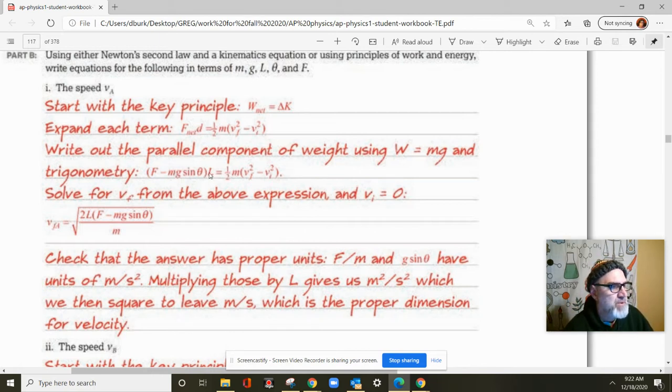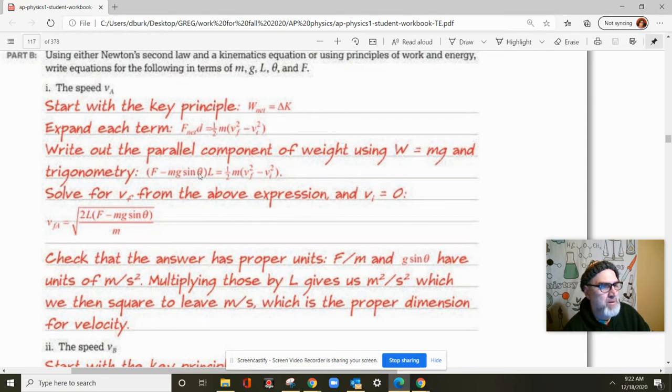And instead of D, we use L, and the initial velocity is 0, so that goes away. So they skipped about 20 steps of algebra. They multiplied both sides by 2 to get rid of the half. They divided both sides by m to get rid of the m on this side. You can't just cancel them out because that doesn't work.